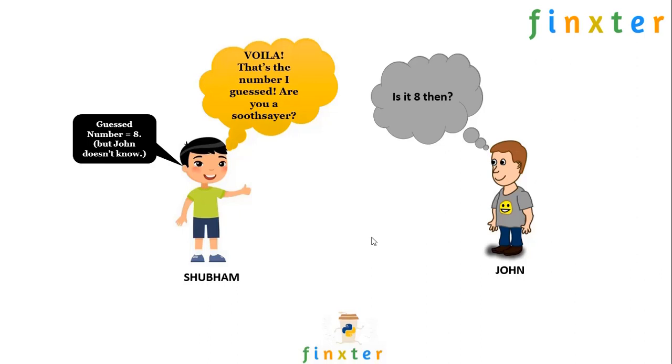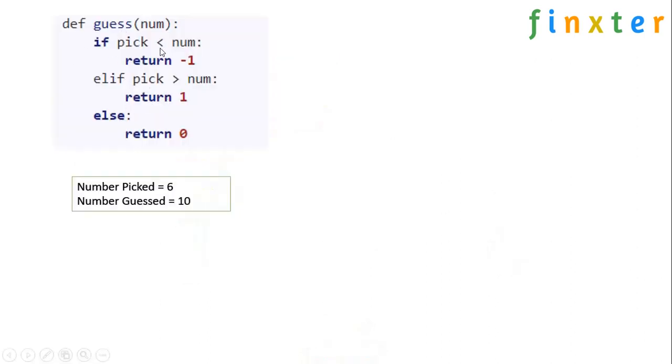Now that was a funny example, but now it's time to dive into the algorithm which will help us to solve this problem. This right here is the predefined function guess, which returns -1 if the number that was picked is lower than the number that was guessed. It returns 1 if the number that was picked is greater than the number that was guessed. Otherwise, it returns 0, that is when the number that was picked is the same as the number that was guessed.